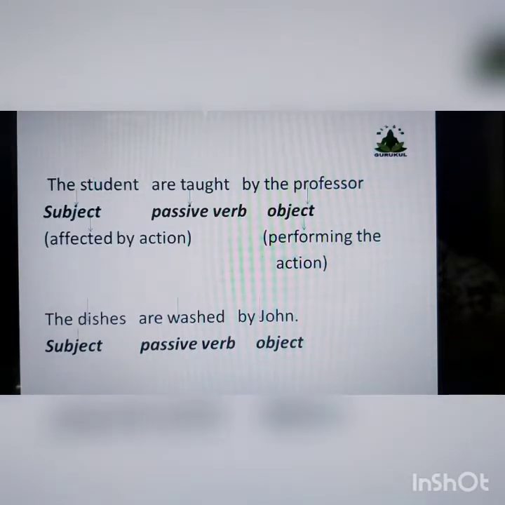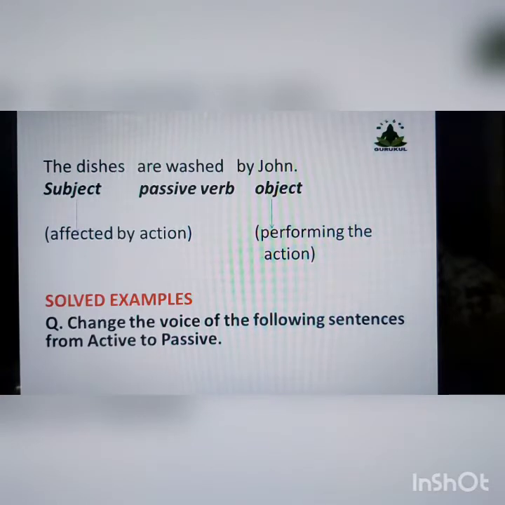So the students, that is the subject, are affected by the action, whereas by the professor, that is the object, is performing the action. Let's take one more example. The dishes are washed by John. Here in the sentence, the dishes is the subject, are washed is the passive verb, by John is the object. So in this sentence, the dishes are affected by the action, that is are washed, and John, the object, is performing the action.